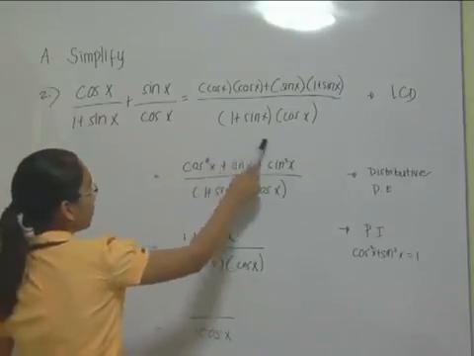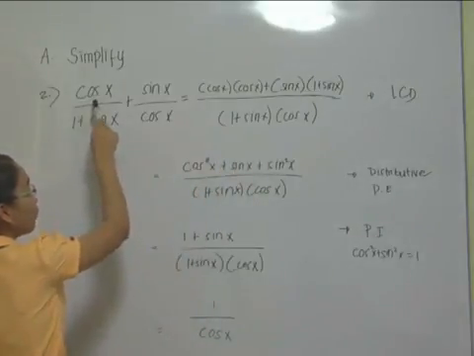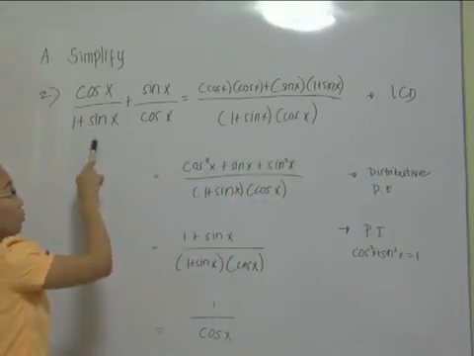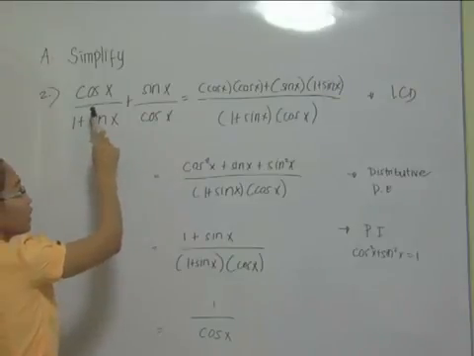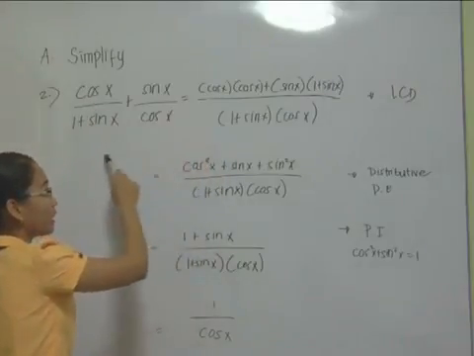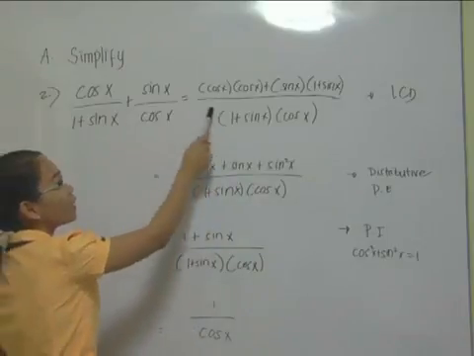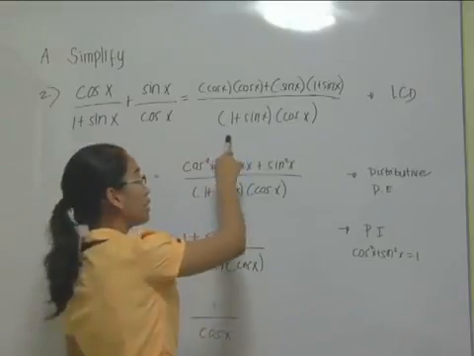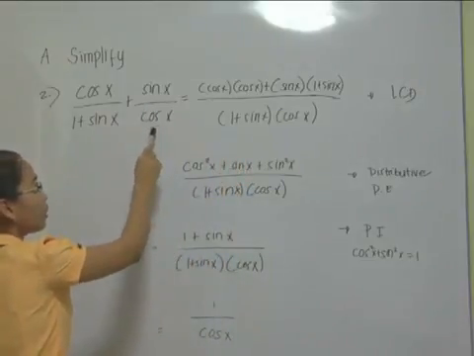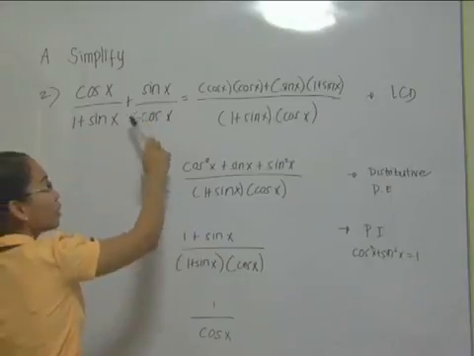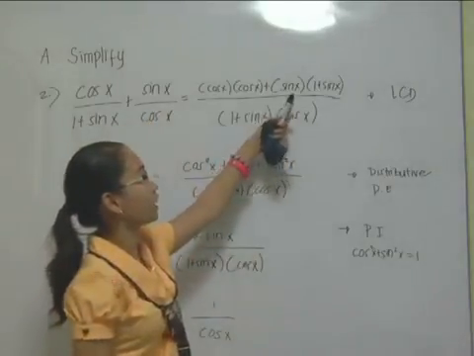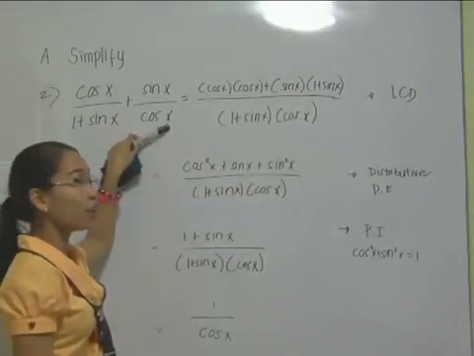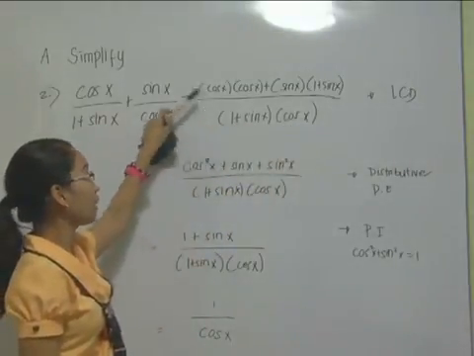Then we can divide this LCD by this one and multiply to the numerator. So this denominator divided by the first expression, 1 plus sine x, the 1 plus sine x will be cancelled out. What is left is cosine x times cosine x, plus this denominator. By dividing this denominator and multiplying this numerator, we get sine x times 1 plus sine x, because the cosine x will be cancelled out. What is left is 1 plus sine x times sine x.